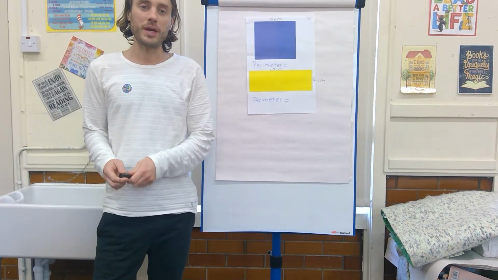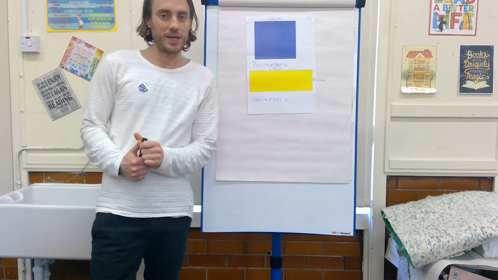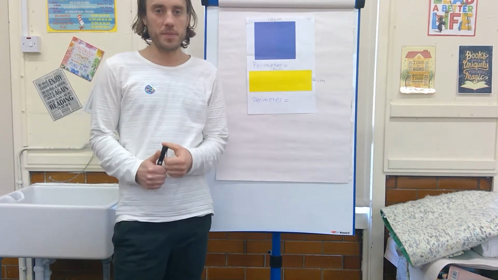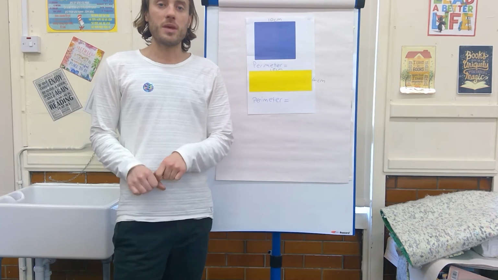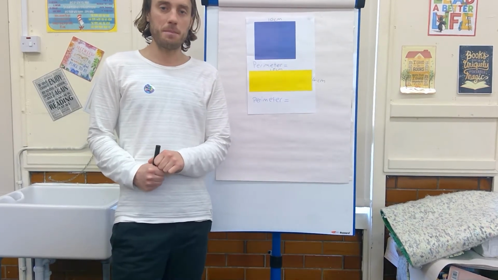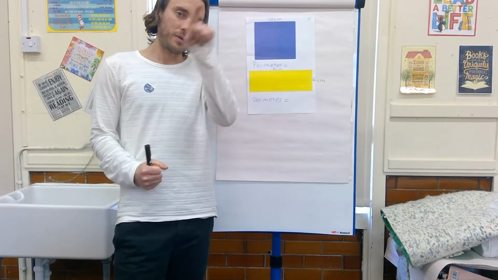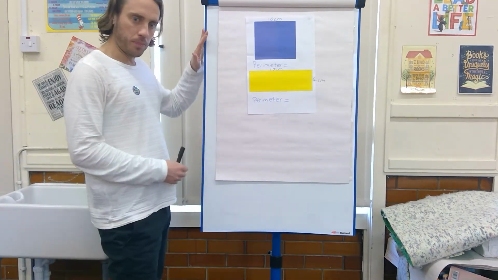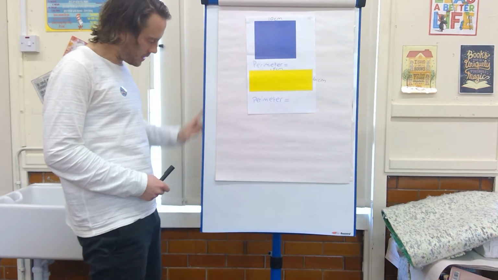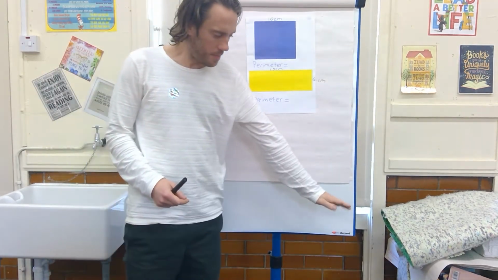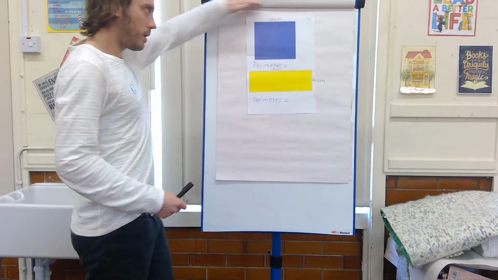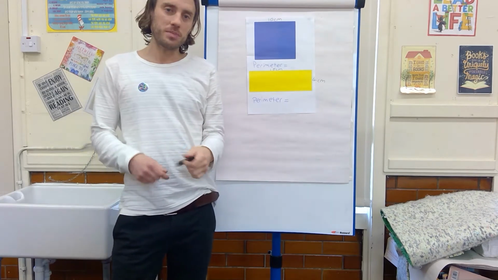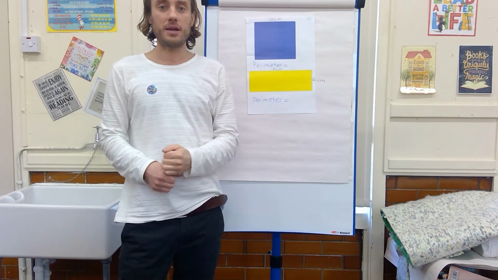In maths this week, we're going to be looking at the perimeter of shapes. The perimeter is a measurement. It's the measurement all the way around the outside of a shape. So, if I was to measure the perimeter of this board, it would be the length all the way down here, all the way along the bottom, all the way up this side, and all the way along the top. Perimeter is the measurement all around the outside of a shape.